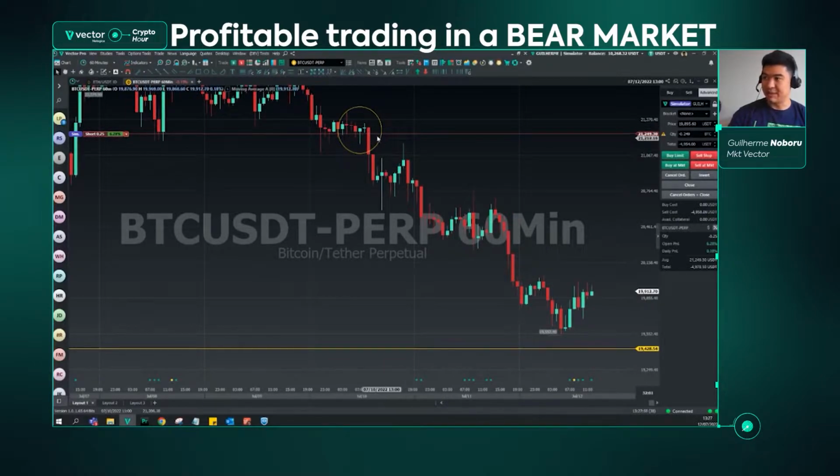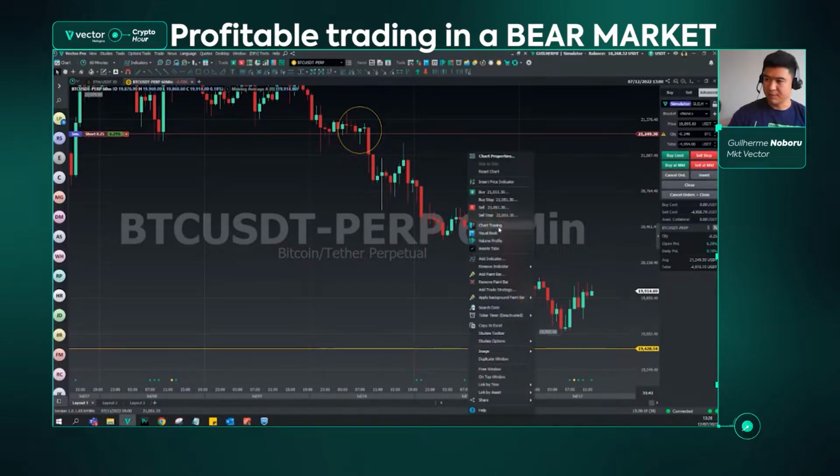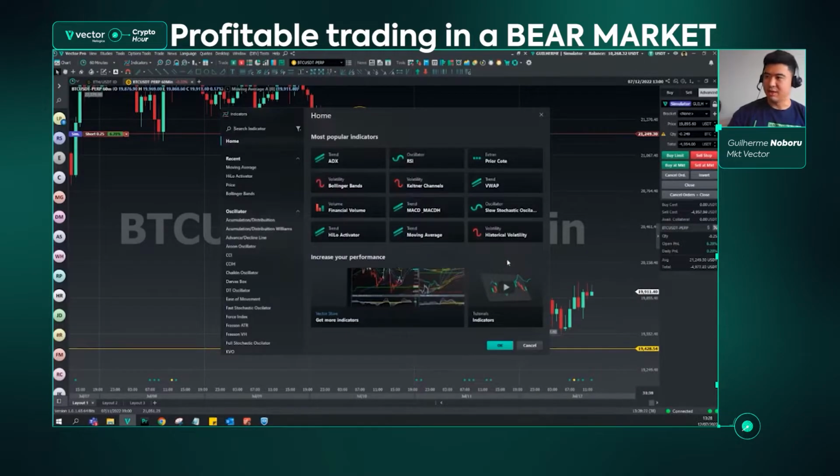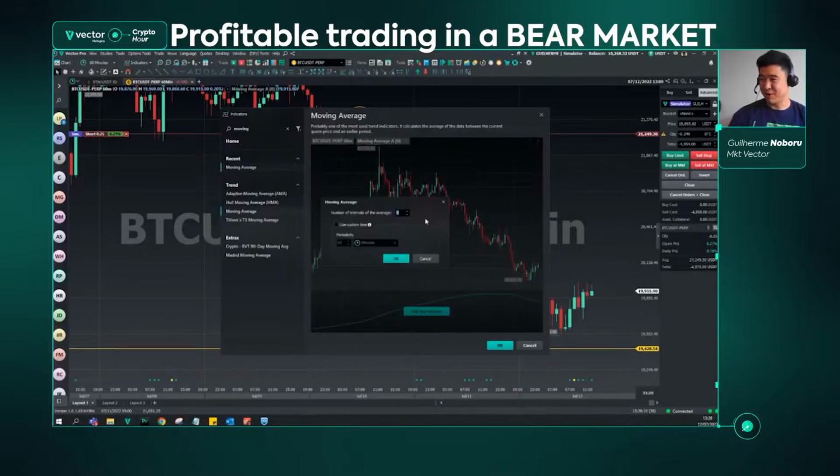As you can see, I am short since $21,000. I'm gonna show you guys why I'm short and which indicators told me that the market could go down. One more time, I'm gonna click here on the chart and click on Add Indicator. I'm gonna go for the moving average again, but this time it is a different one. I'm going for the 21 period moving average, and I click OK and OK again.